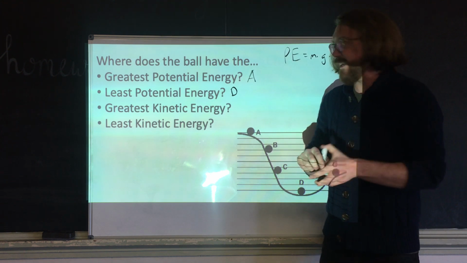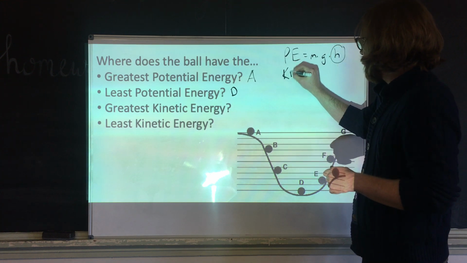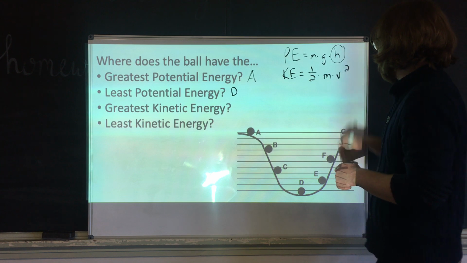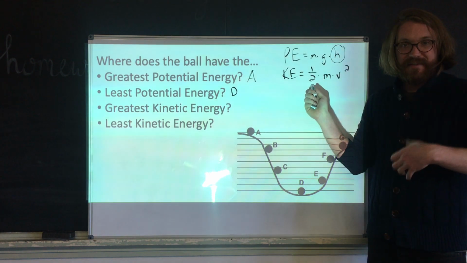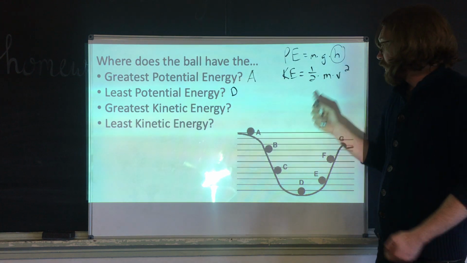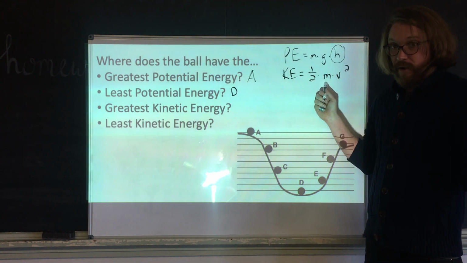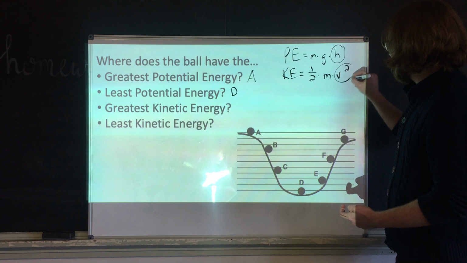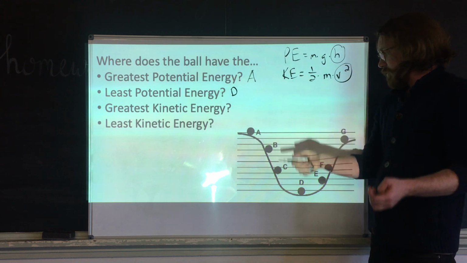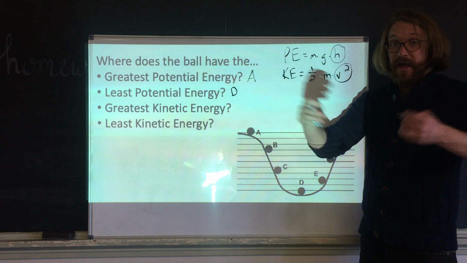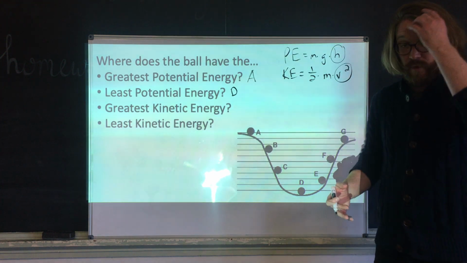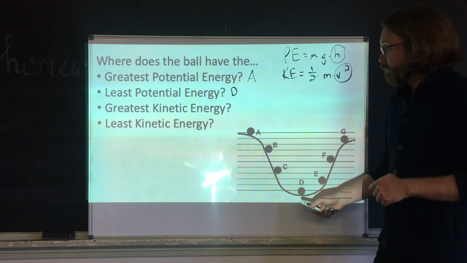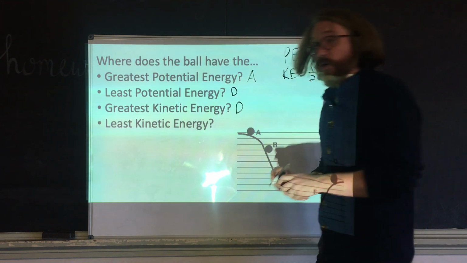Now let's look at kinetic energy. So we know kinetic energy is equal to 1/2 times the mass times the velocity squared. Now 1/2, that's a constant, that doesn't change. Again, the mass of the ball doesn't change as it's rolling. So the only thing that does change is the velocity, and it's direct. So where does the ball have the fastest velocity? Where is it going the fastest? Did you say D? If you did, you were correct.